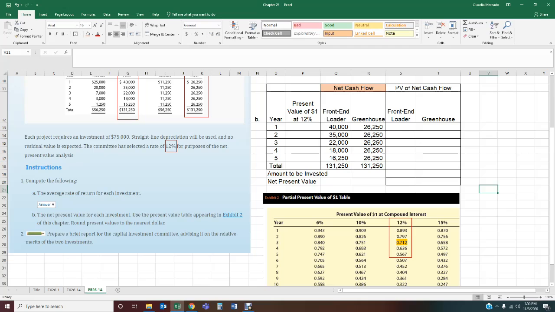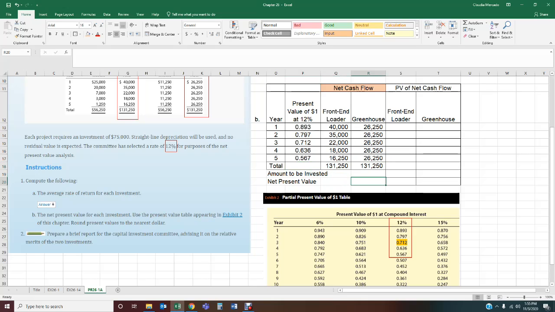So for year 1, it's going to be 0.893. For year 2, it'll be 0.797. For year 3, it'll be 0.712. For year 4, it'll be 0.636. And for year 5, it will be 0.567. Okay, so all I did was get years 1 through 5 for my 12% rate.